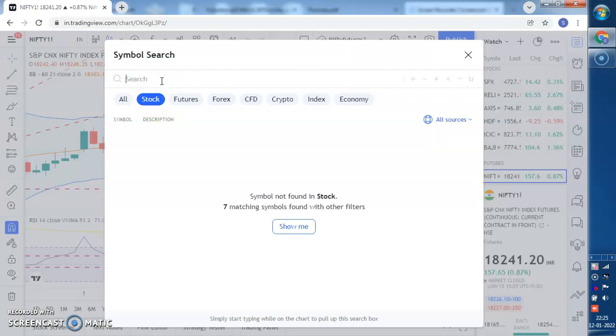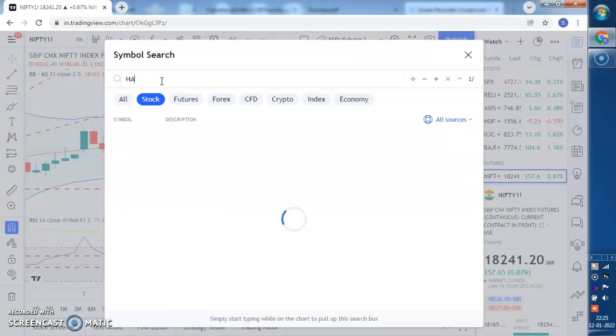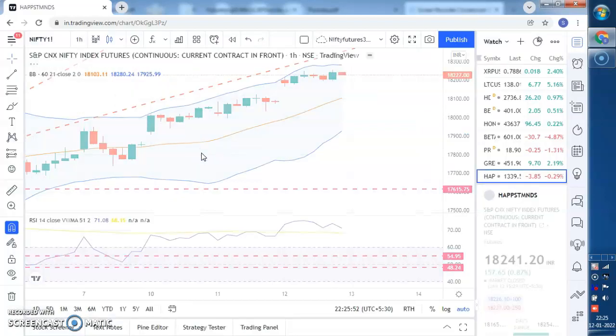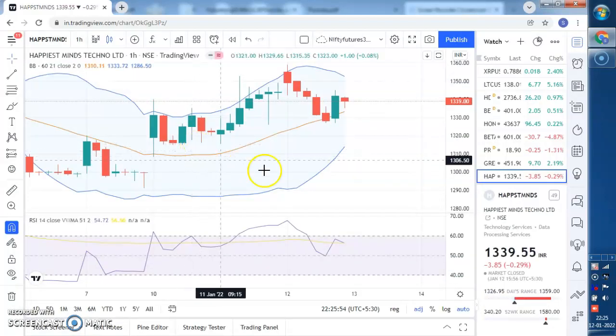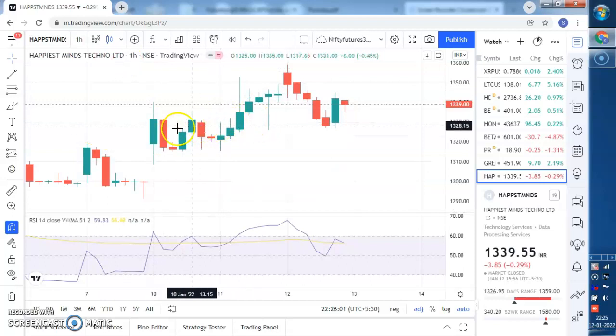So let us say Happiest Minds Technologies. This is just randomly the name that came to my mind. Now let me remove all this noise. So these are what we see here.